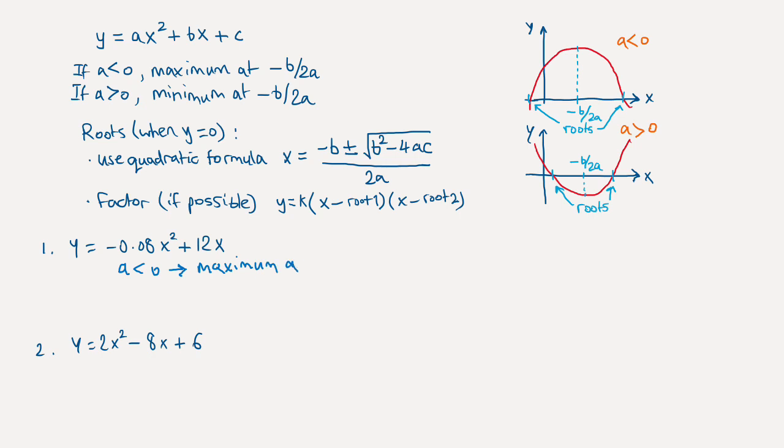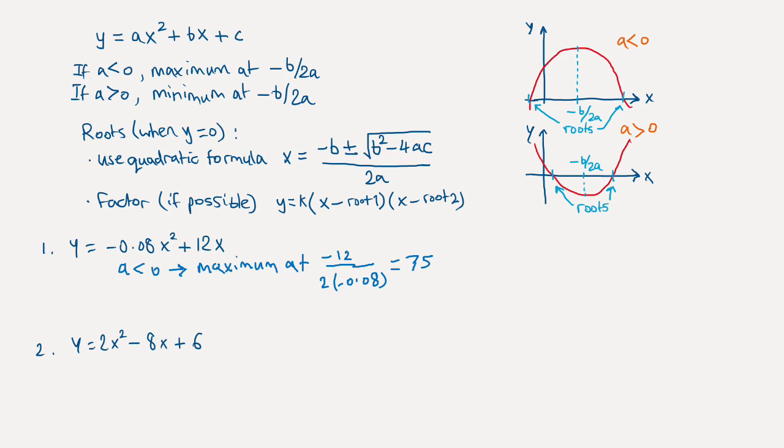And where's the maximum going to occur? For which x value is it going to occur? At minus b. So b in this case is 12, so I'll have minus 12, and then divided by 2a, a is minus 0.08, so 2 times minus 0.08. So if we calculate that, we're going to end up with a positive number because we've got a negative number divided by another negative number, and it actually comes to 75.